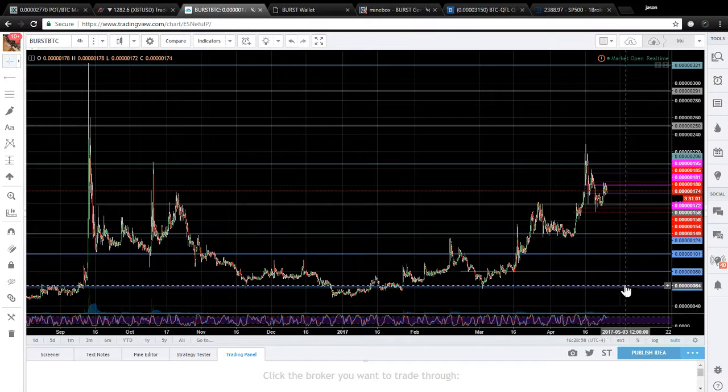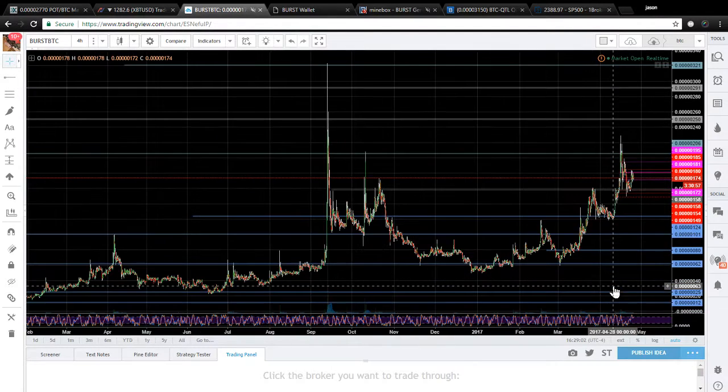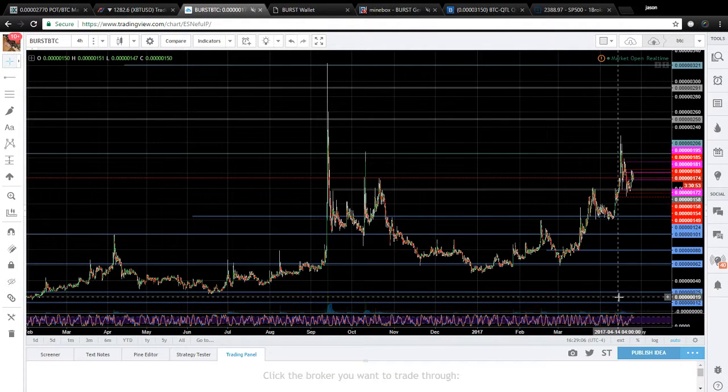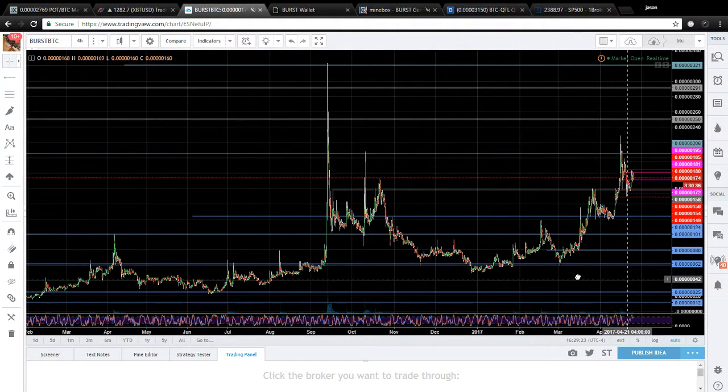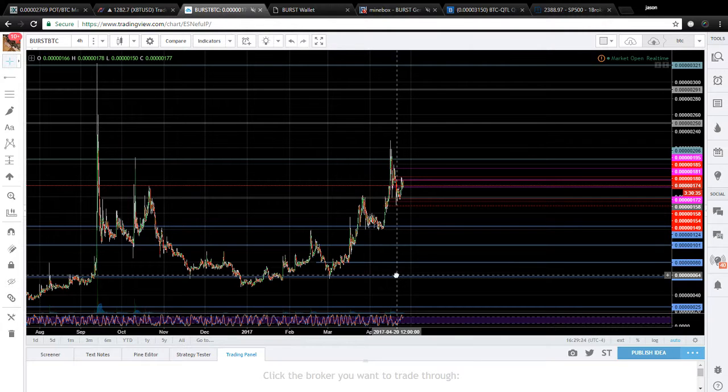If we do end up back in the 65 range, I would suggest that people start buying there, and if the price drops back down to these historical lows here, 25, even 12 Satoshis, I would be investing quite a bit in accumulating Burst coins at these levels, and holding them for as long as it takes, because the price will be going back up.